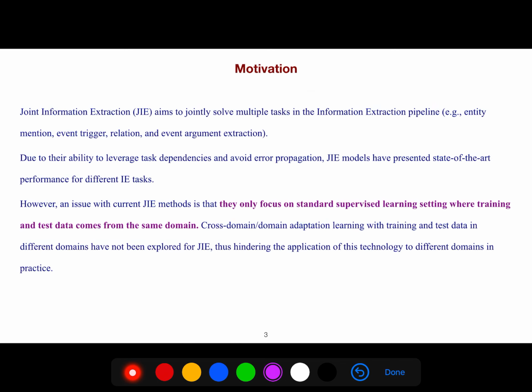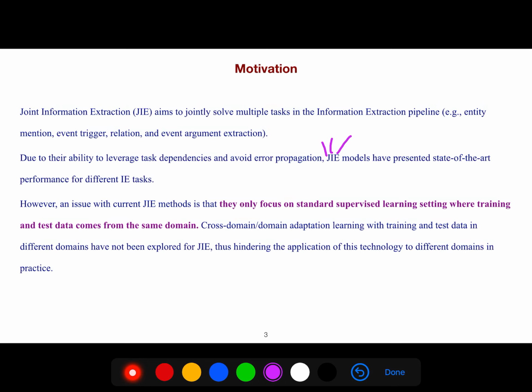Joint information extraction aims to jointly solve multiple tasks in the information extraction pipeline: entity mention, event trigger, relation, and event argument extraction. Due to their ability to leverage task dependencies and avoid error propagation, joint event extraction models have presented state-of-the-art performance for different information extraction tasks.